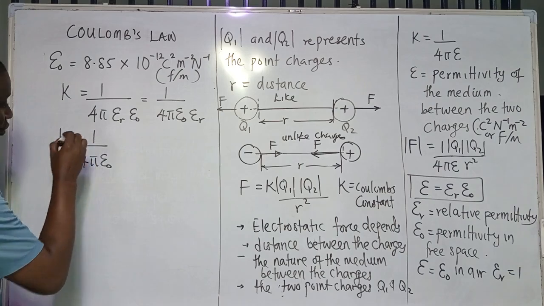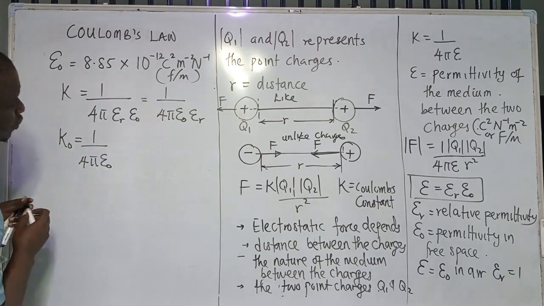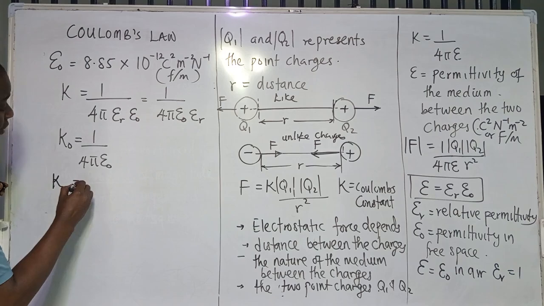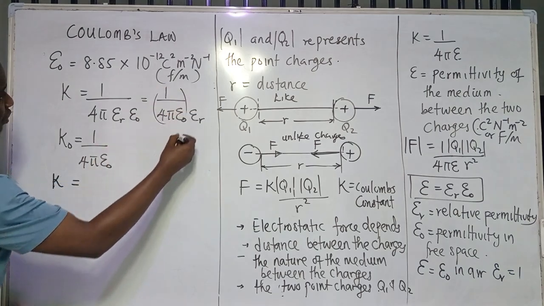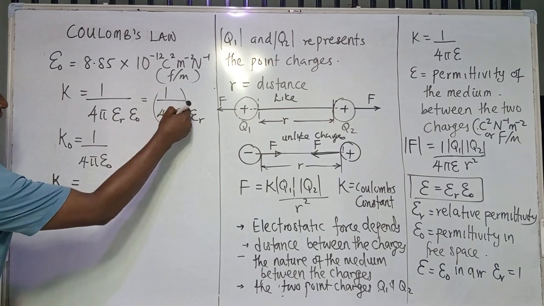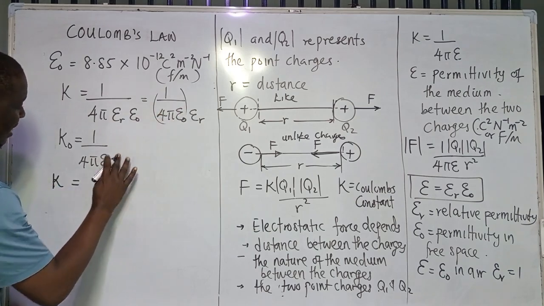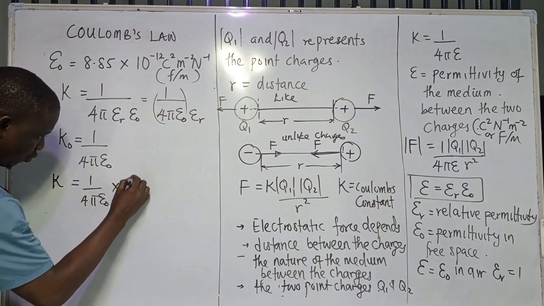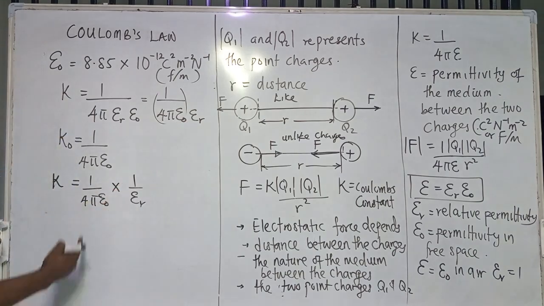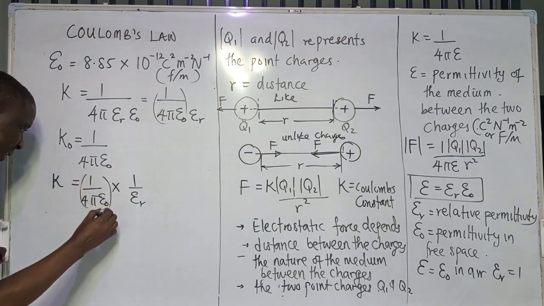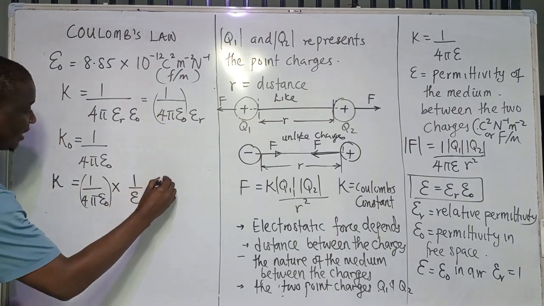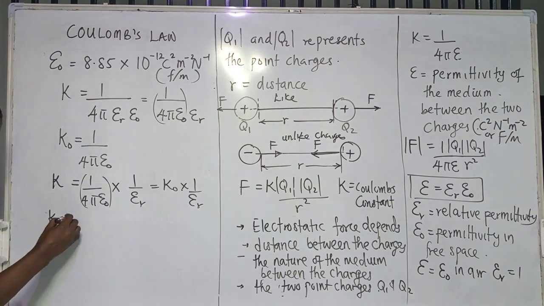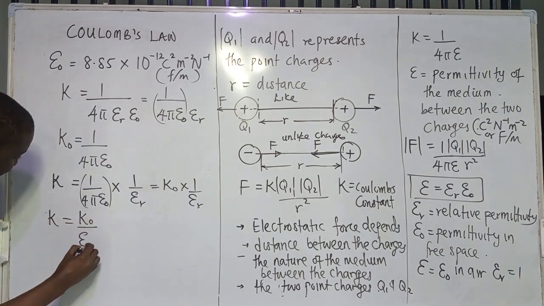So K naught is equal to this. And if that is your K naught, this formula can be broken down to K equal to what? Now you can write this as 1 over 4 pi epsilon naught times 1 over epsilon r. This is K naught, so we can now say K naught times 1 over epsilon r. That will now be K equals K naught over epsilon r.